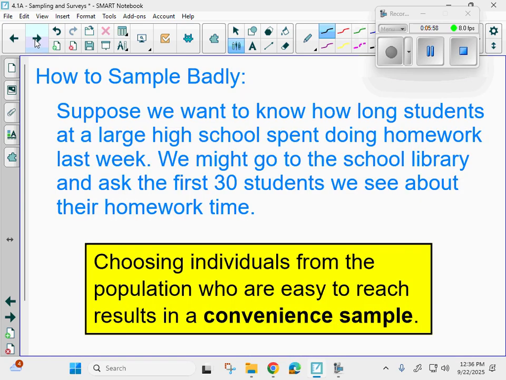All right, how to sample badly. One way to sample badly is called a convenience sample. Let's say I wanted to know how much homework the Devlin students are doing, and so I stand by the library after school and ask like 30 kids who are in the library how much homework they did. Do you think I'm going to get an overestimate or an underestimate? Yeah. I just asked all the kids at the library who are literally studying in that moment. So that would be called a convenience sample, where it's easy to reach people, but it's going to give me either an over or an underestimate. In this case, an overestimate.